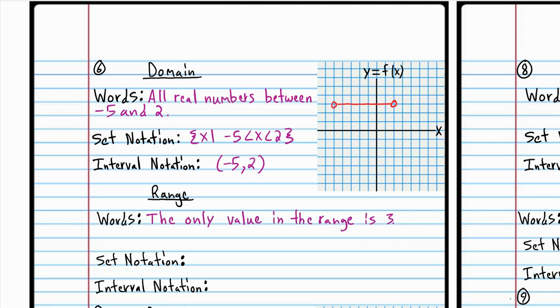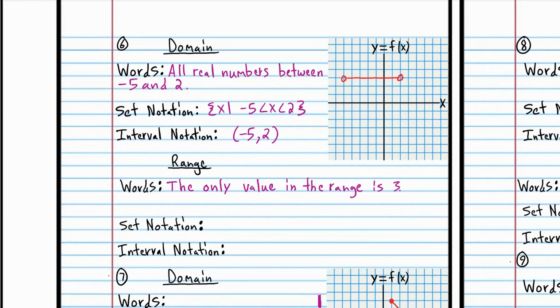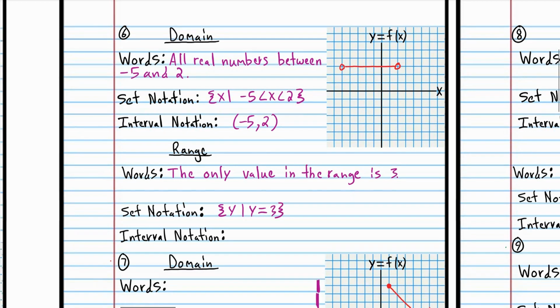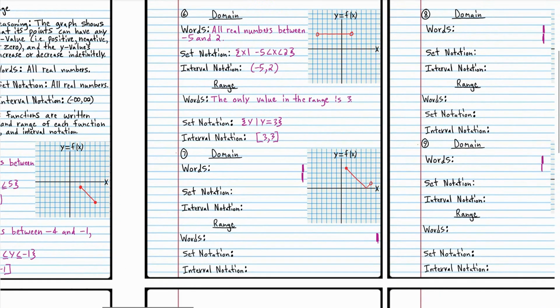The only value in the range is 3. So the range in set notation is all y values such that y is equal to 3. That's the restriction on y, it must be equal to 3. Now again, interval notation is not really appropriate in this example, but if we had to, we would say 3, 3 with brackets, meaning the only value in the range is 3 because all the points have y values of 3 and 3 only. So if you got that one right, excellent.